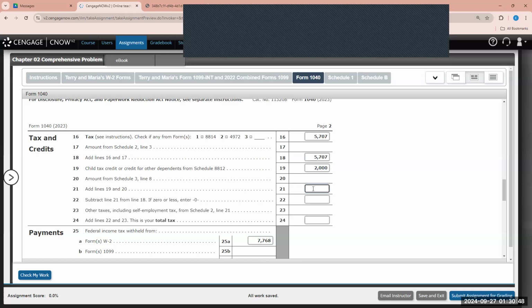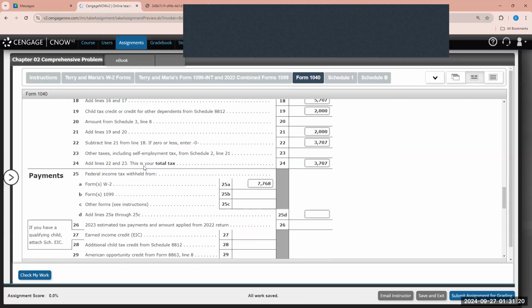Line 21 asks us to add lines 19 and 20. So 2,000 plus 0 is 2,000. And line 22 asks us to subtract line 21, 2,000, from line 18, 5,707. So therefore, our subtotal is 3,707. We do not have any other taxes, including self-employment tax from Schedule 2, line 21. So therefore, our total tax is 3,707.